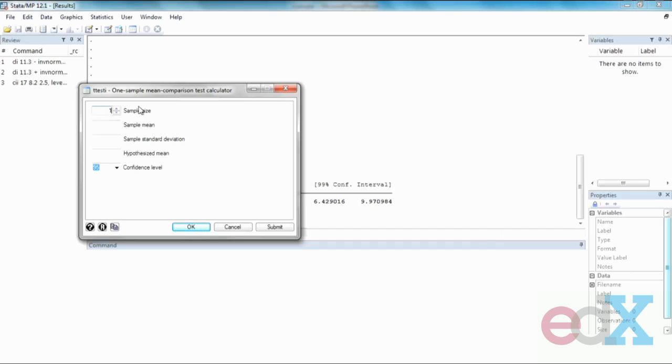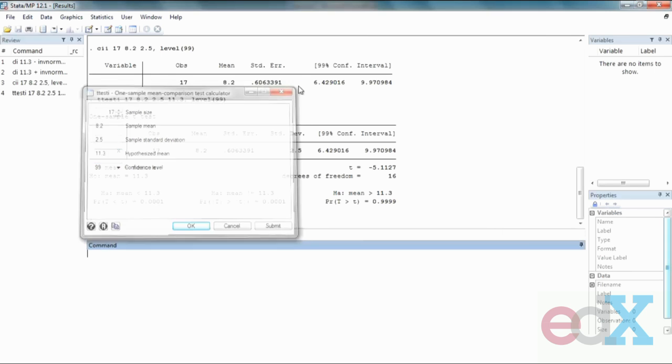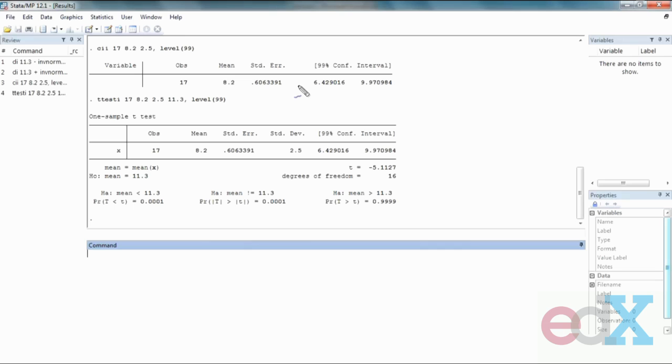Our sample size is 17, sample mean is 8.2, sample standard deviation, remember, was 2.5, and the hypothesized mean is 11.3, and our confidence level is 99% in this example. And we hit submit. Now, as a statistician, you should never jump straight to the p-value. When you're presenting the results of a test, you want to make sure that you tell a story.